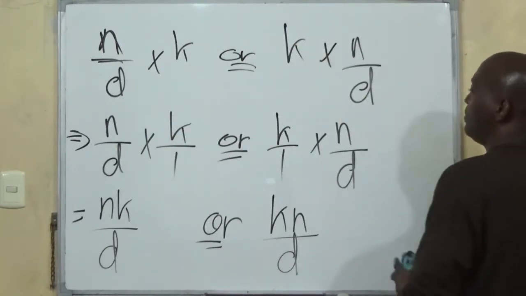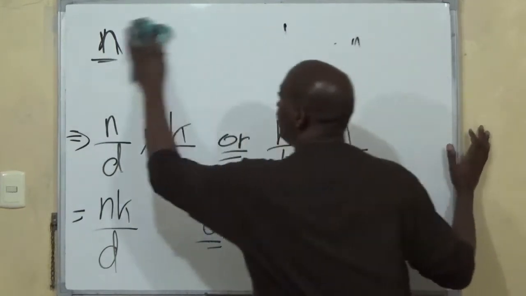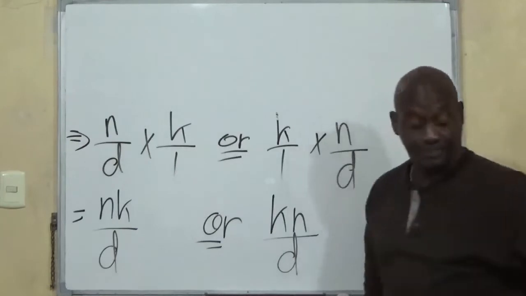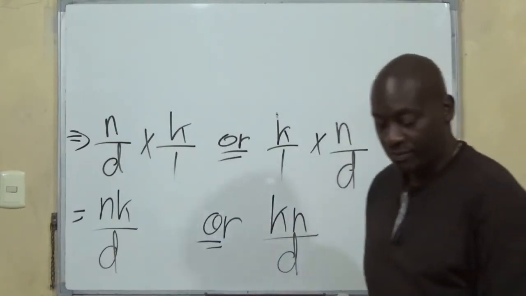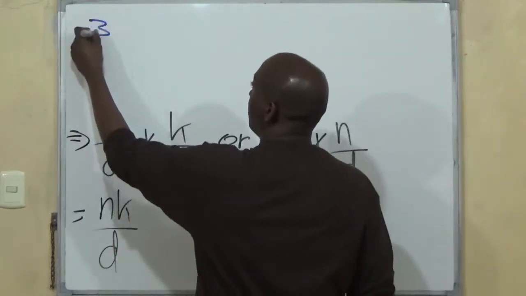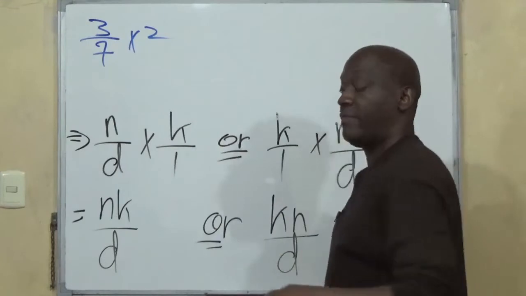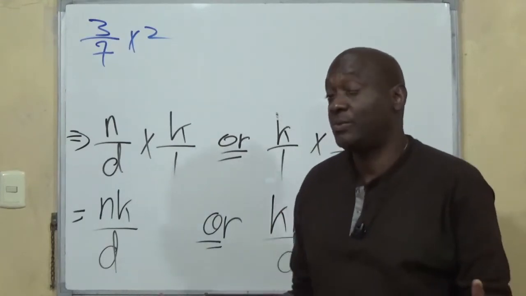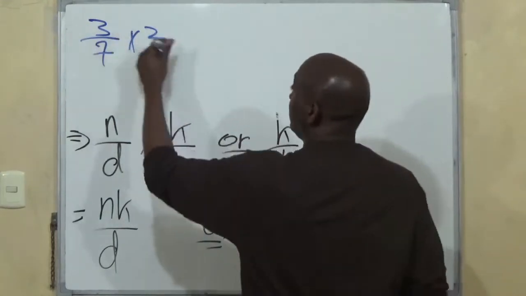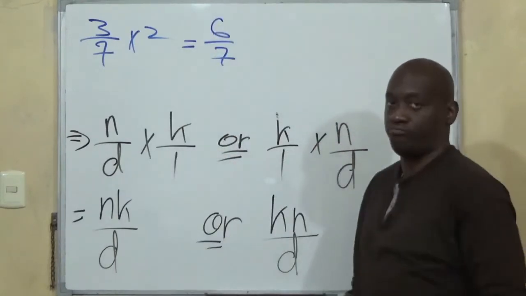Alright? So let me take some space on the board. Suppose you have 3 over 7 multiplied by 2. If you multiply any fraction, 3 over 7, by 2, all you need to do is multiply 2 by 3 and you get 6 over 7.